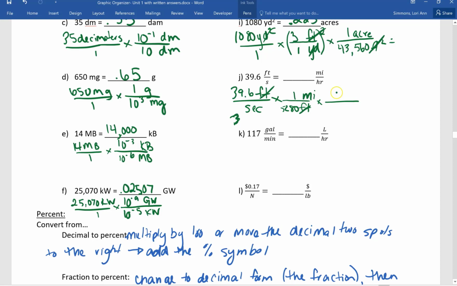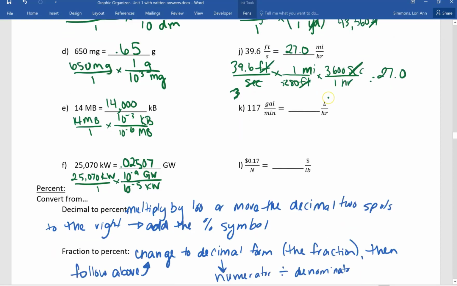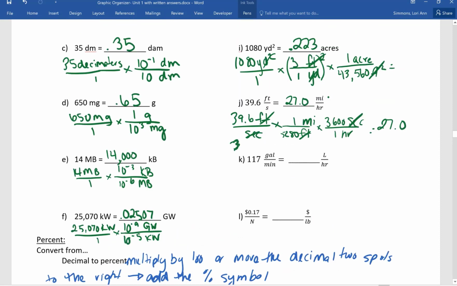Alright, if you don't know how many seconds are in an hour, you can go from seconds to minutes and then minutes to hours. Or if you do, you can go 3,600 seconds is in 1 hour. So seconds cancel. So when you multiply 39.6 times 3,600 and then divide by 5,280 feet, you're going to get 27.0 miles per hour. Keeping up with the significant digits.